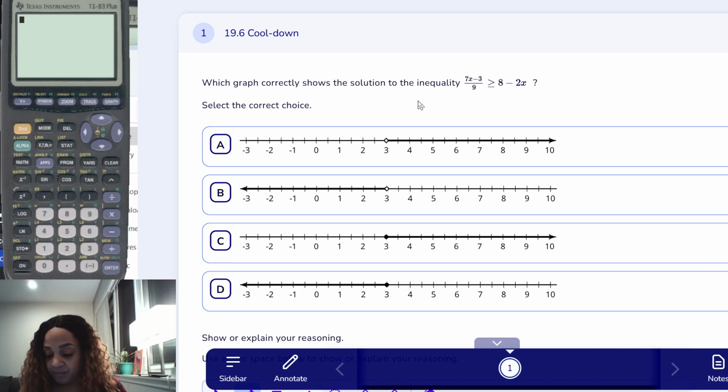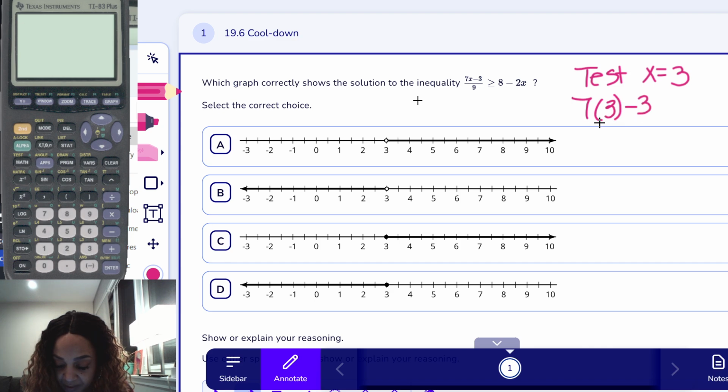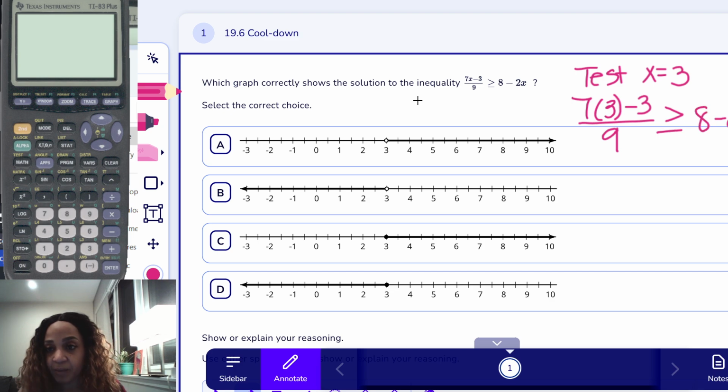If we substitute the number 3 into the inequality, will it be true? So we're going to test x equals 3. Our inequality would be (7 times 3 minus 3) over 9 is greater than or equal to 8 minus 2 times 3. And we want to see if this is true.